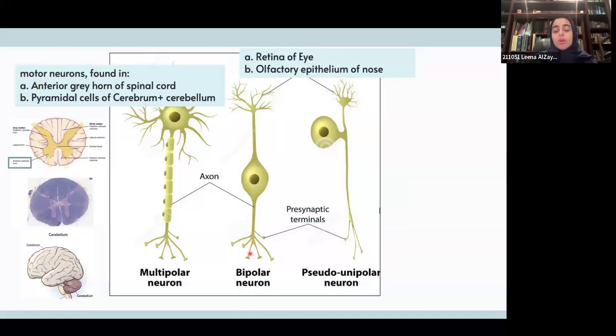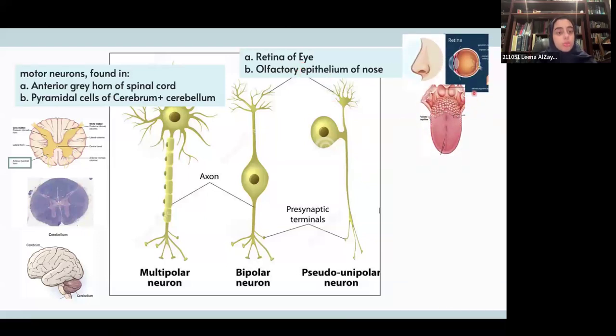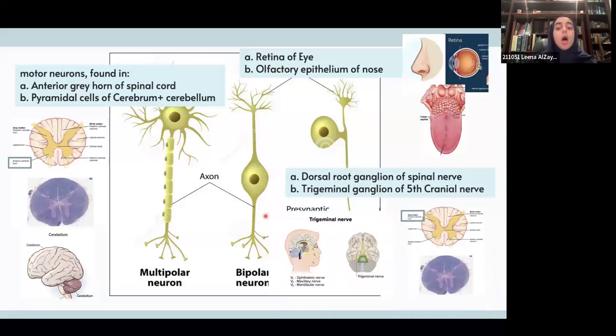On the other hand, the bipolar neuron is used for the retina of the eye and olfactory epithelium of the nose, and also the tongue, and how I like to think of them is it's for all the special sensations. So bipolar is for all the special sensations: smell, sight, and taste. Then you have the pseudo-unipolar. The pseudo-unipolar is for sensation. So it's the dorsal root ganglion of the spinal cord, you can find it, and the trigeminal ganglion of the fifth cranial nerve, which is basically trigeminal.